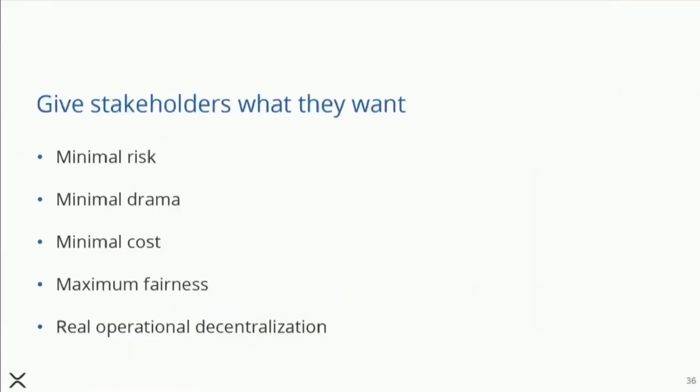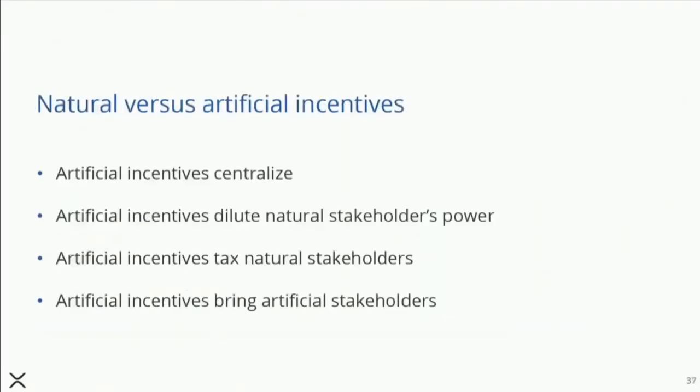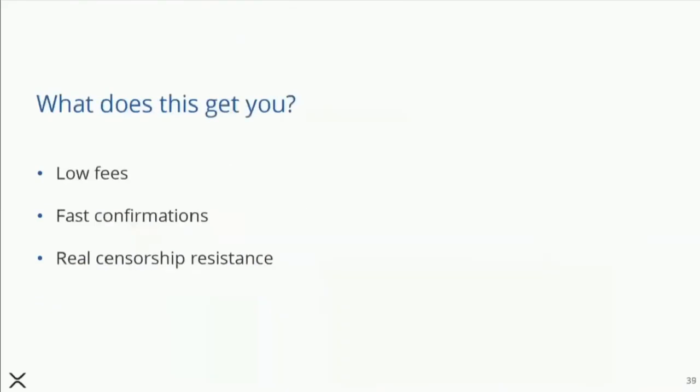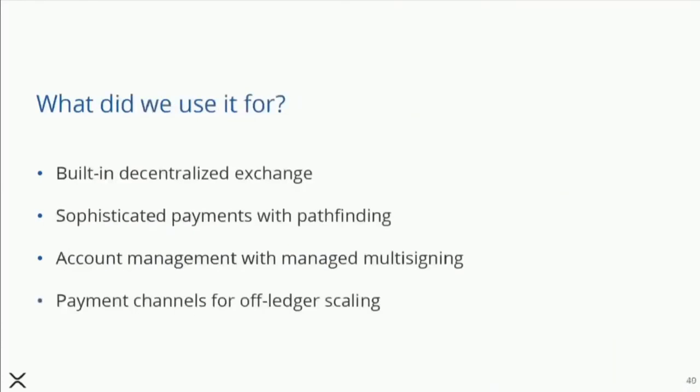Stakeholders get what they want: minimal risk, drama, and cost. So natural incentives are better than artificial incentives. Artificial incentives do all the bad things I mentioned. Natural incentives do all the good things. They decentralize because natural stakeholders are already aligned in wanting the system to be efficient. Gets you low fees, fast confirmations, and real censorship resistance.